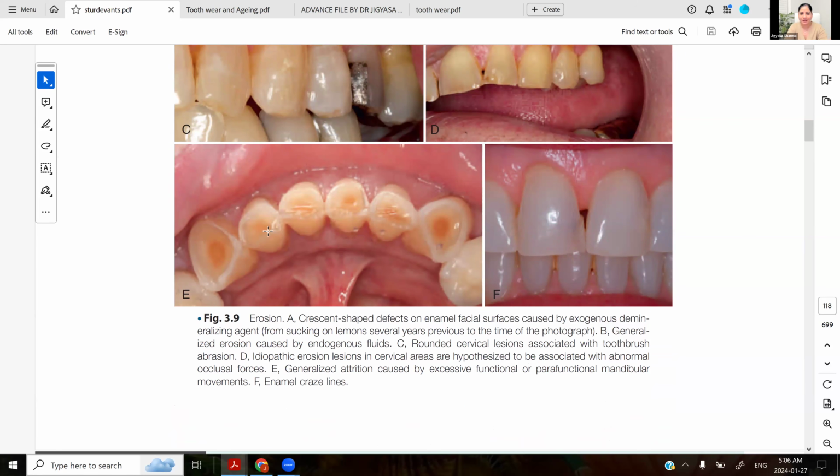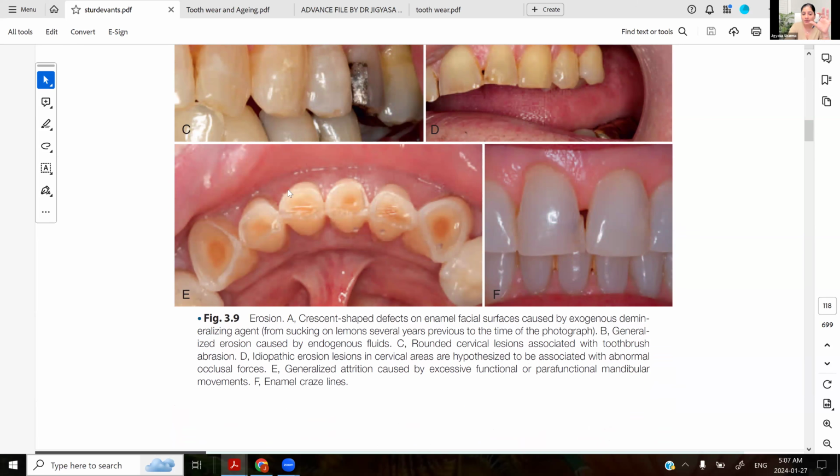So this is your flat incisal involvement. This is your attrition due to parafunctional habits, right? And sometimes excessive parafunctional habits can lead to minor cracks on the labial surface of the teeth as well. These are known as your enamel fracture lines, right?